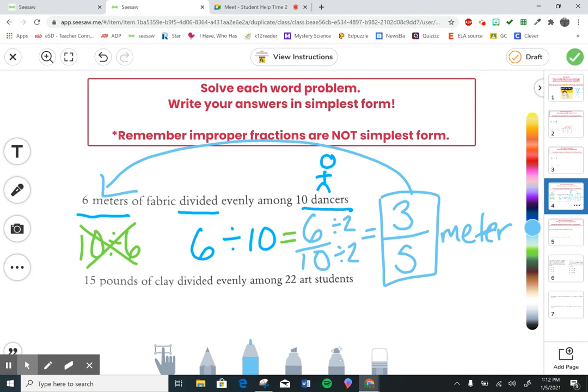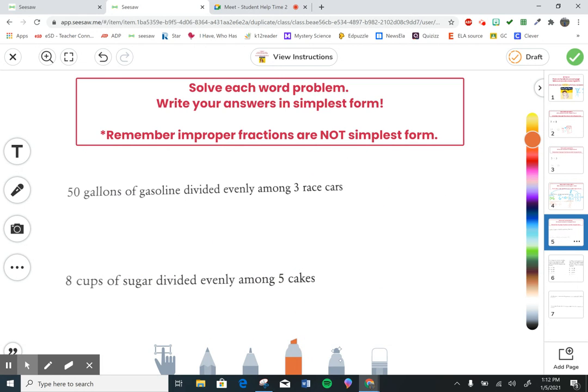So looking at our next one, we're going to divide clay. Well, black is probably not a good highlighter color. We're going to divide pounds of clay between art students, right? Students are people. Please do not divide your people. We want to divide our things to our people. Right?